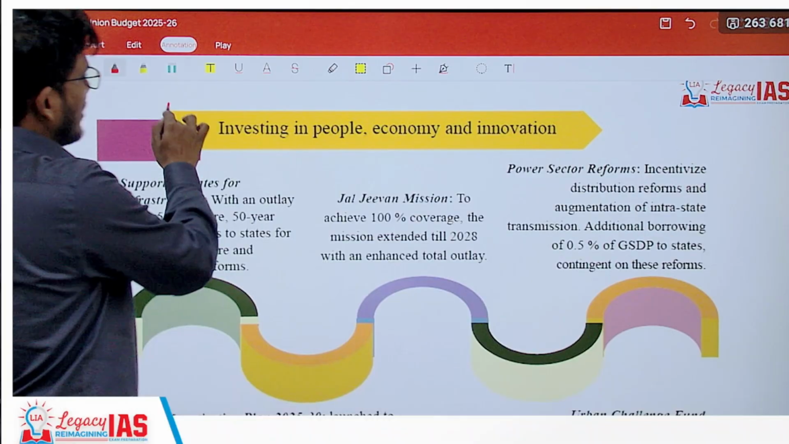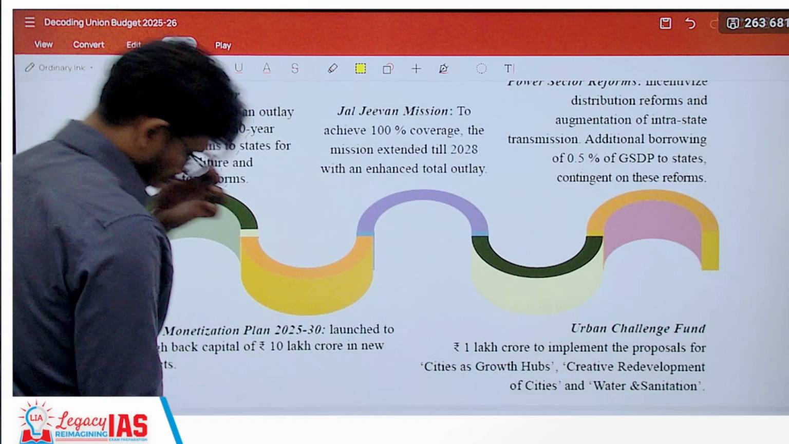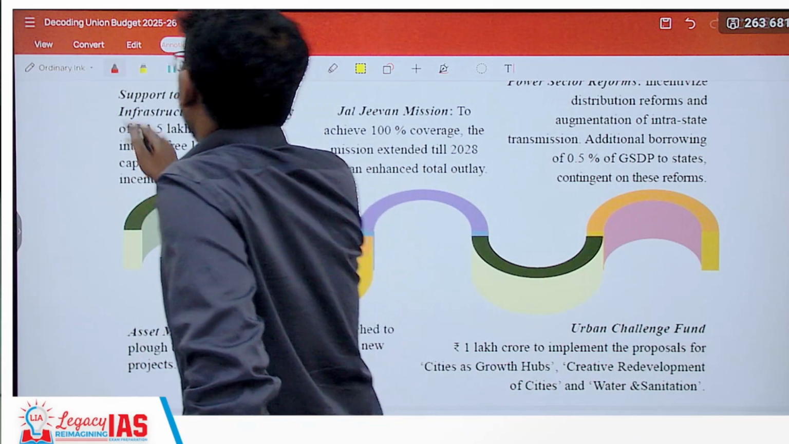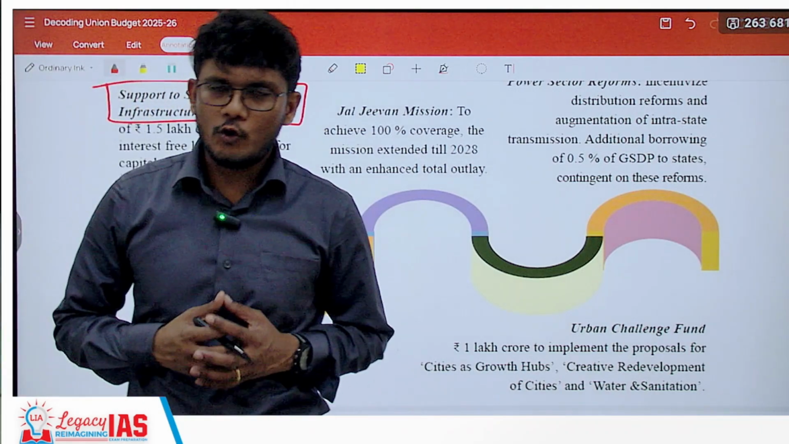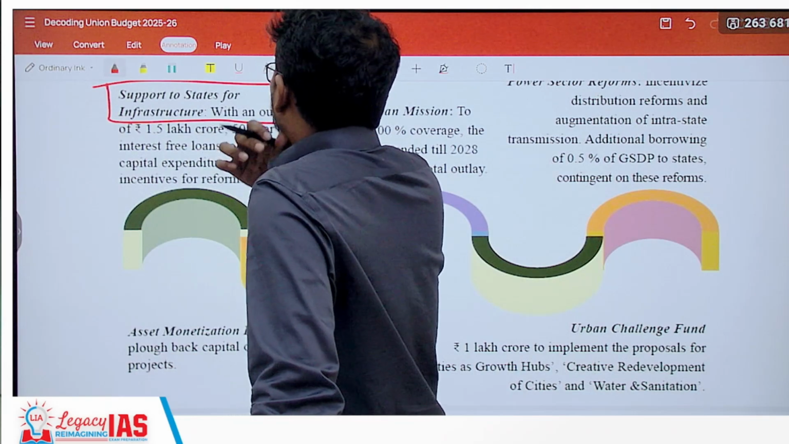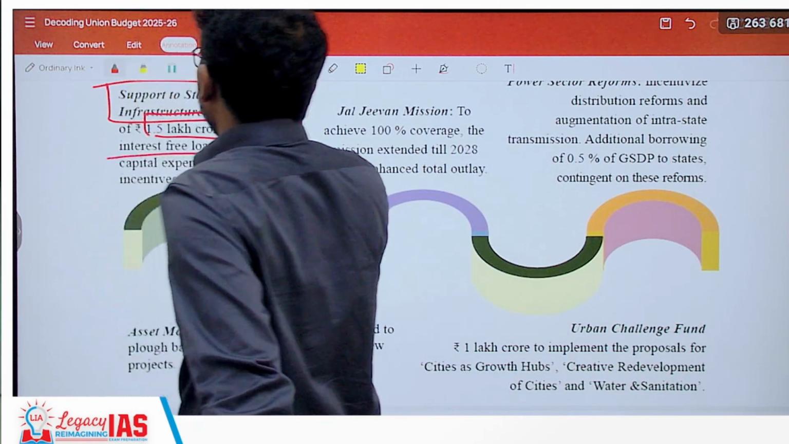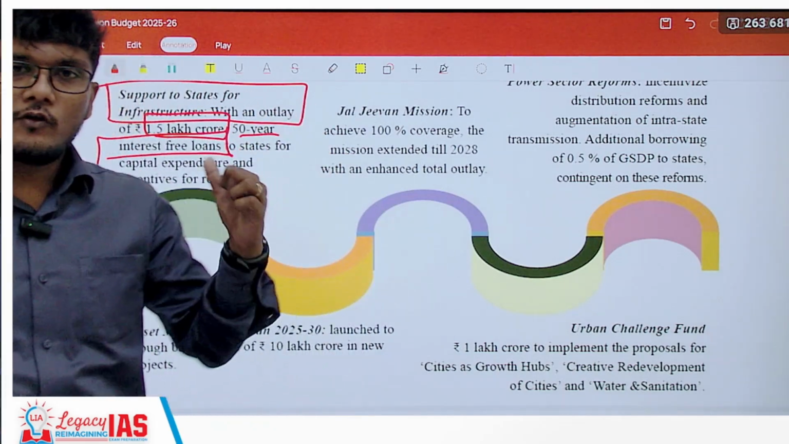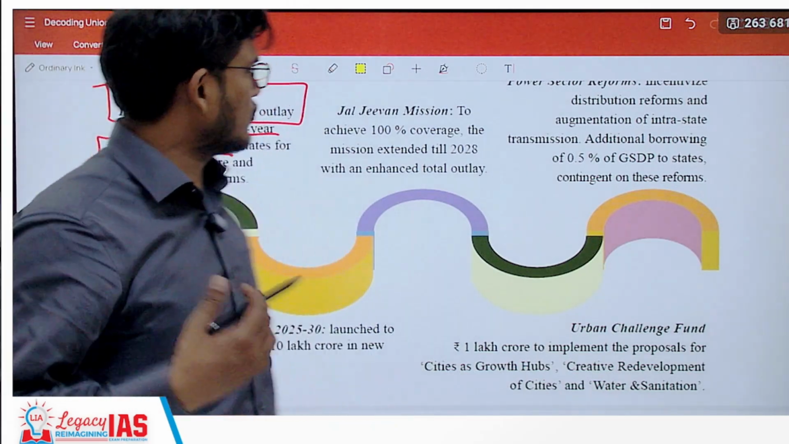Now, next, the budget focuses on investing in people, economy and innovation. First thing talks about the support to states for infrastructure. The union government talks about giving support to the states for infrastructure, giving them 50-year loans. So an outlay of 1.5 lakh crore for 50-year interest-free loan to states. They do not have to pay any interest on that loan. So this is again a very good thing, a boost for the states to develop their infrastructure more and more.